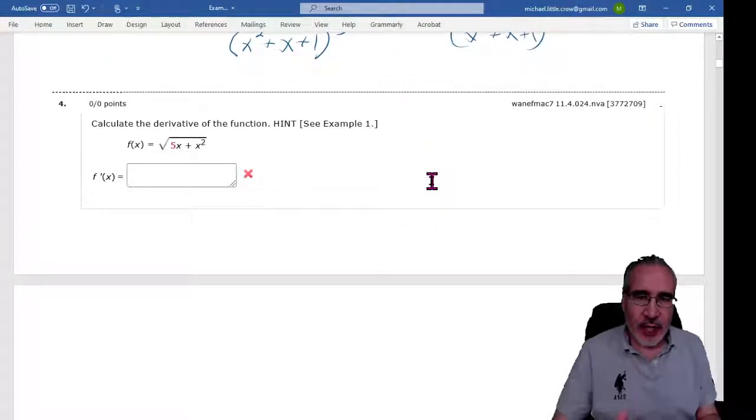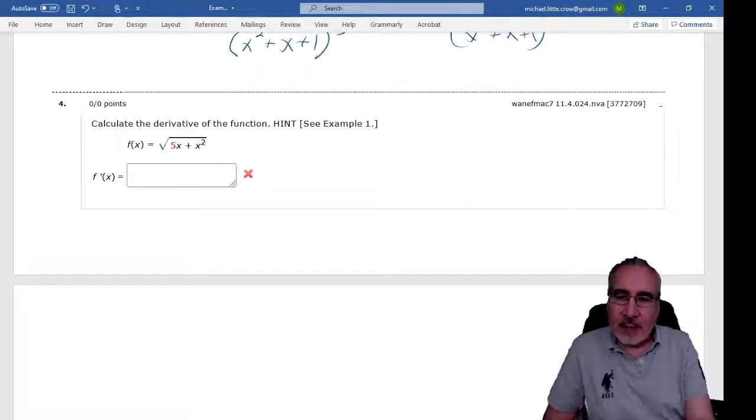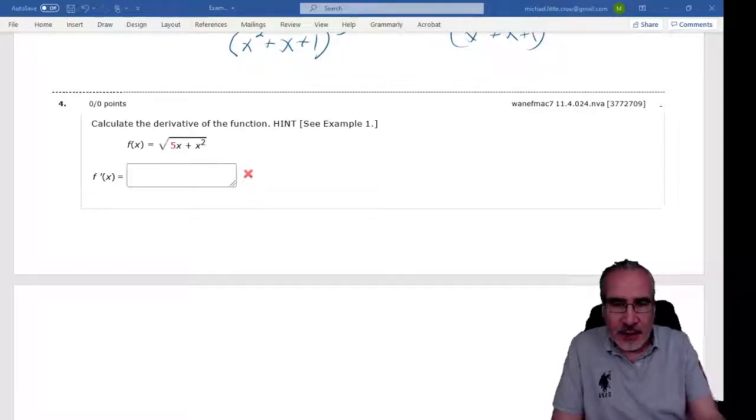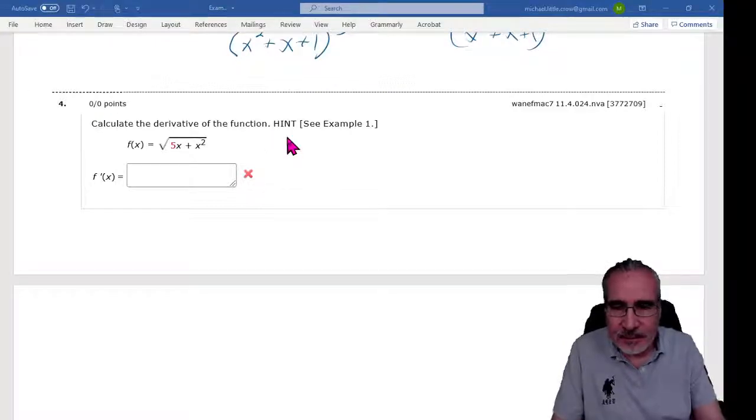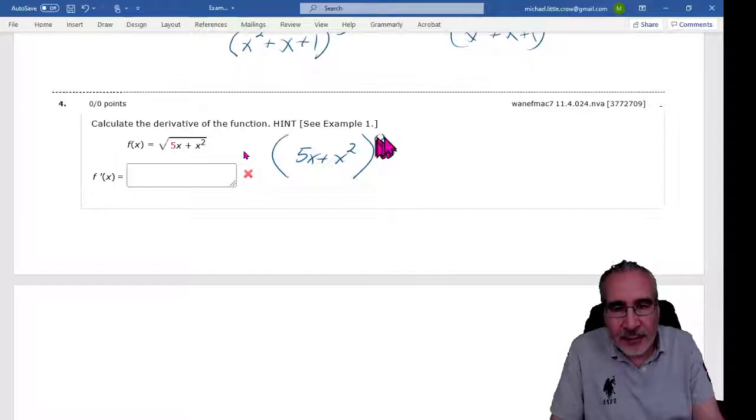Here's another one, chain rule, but we want to rewrite it. What's the square root? That's to the half power. So we've got an inner function of 5x plus x squared, and it's all to the 0.5 power. Let's do that. You could do 1/2, 0.5 though. I'll do it that way.